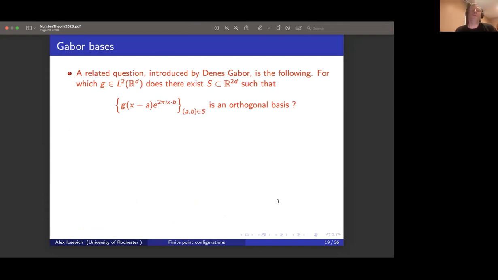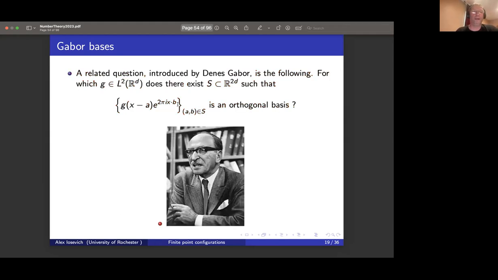Okay, a related question that was introduced by Dennis Gabor is the following: for which G in L2 of R^D does there exist a set S in R^2D, so that this set, G of X minus A, where G is called a window function, times E to the 2 pi i X dot B, is an orthogonal basis? If you're not familiar with this, you should think of G as a kind of sliding window, and then E to the 2 pi i X dot B provides a basis inside this window, roughly speaking. And this was invented by Gabor for practical applications that I don't have time to go into. This is the Dennis Gabor who got a Nobel Prize in physics in the 70s.